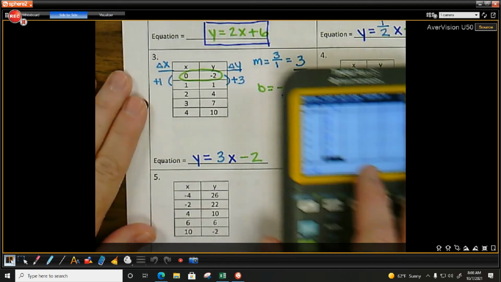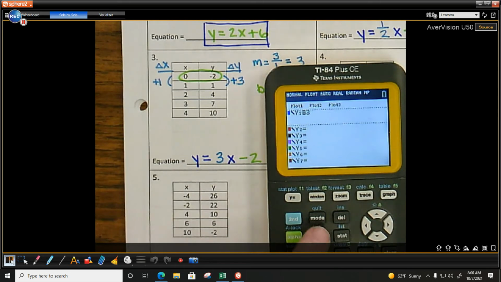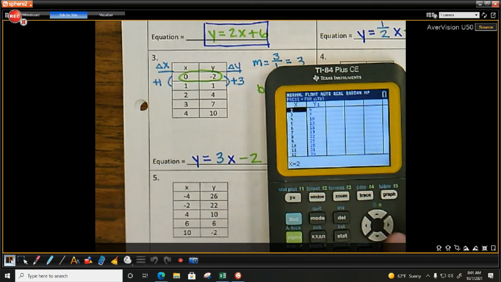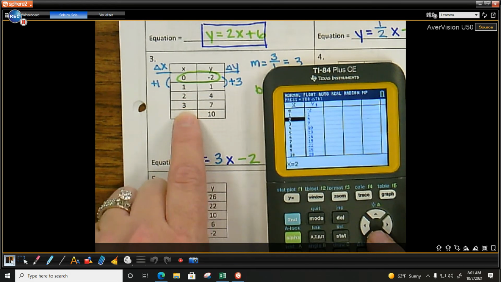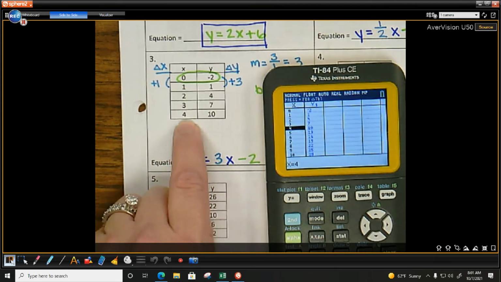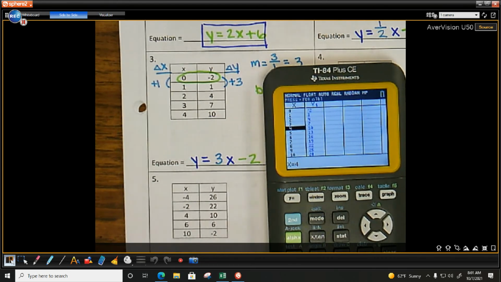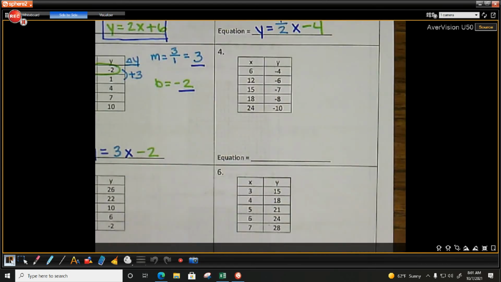Let's go to our calculator. Notice how we're checking every single one of these, guys. Should you check every single one? Yes. Okay. If these are multiple choice questions, should you essentially be able to get all of them right? Yeah, you can put it in your calculator. Put the equations in the calculator, pull up the tables, and see which ones match. Okay. 0, -2; 1, 1; 2, 4; 3, 7; 4, 10. Do they all match? Yep. Okay, we're going to do one more together, then y'all are going to do one on your own.